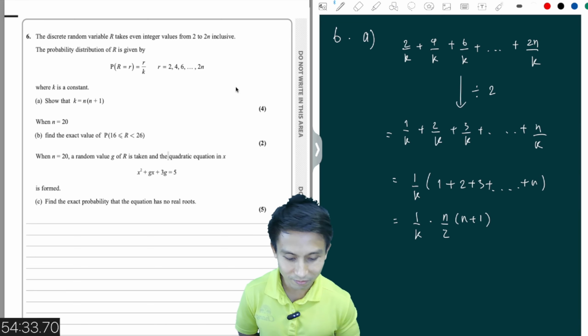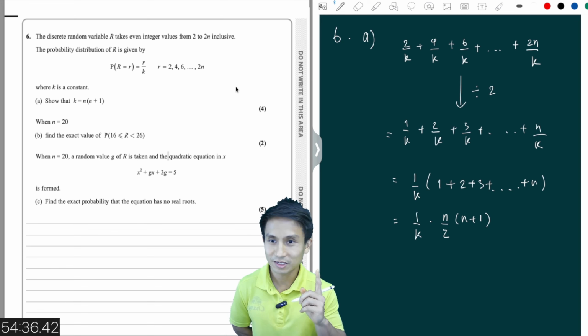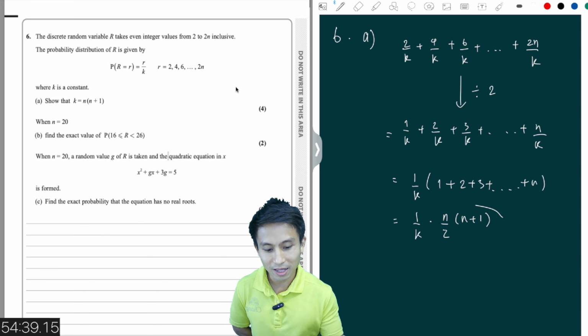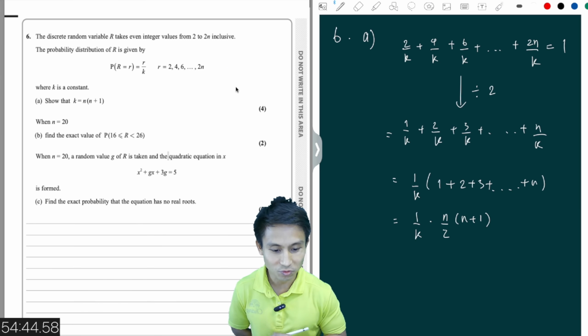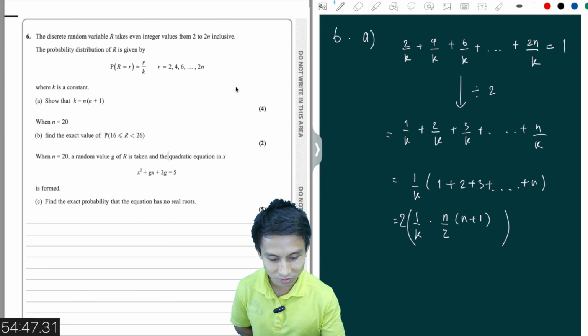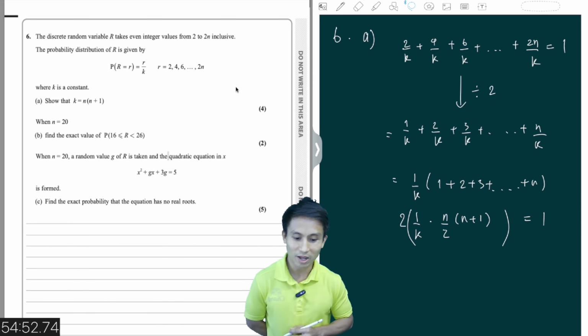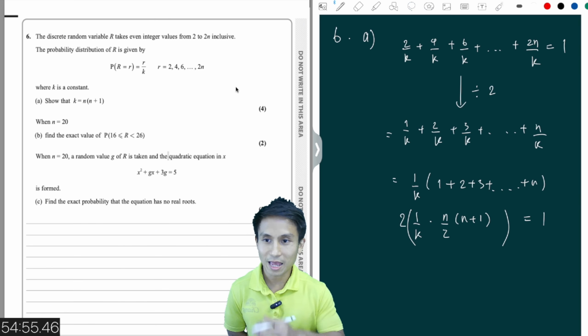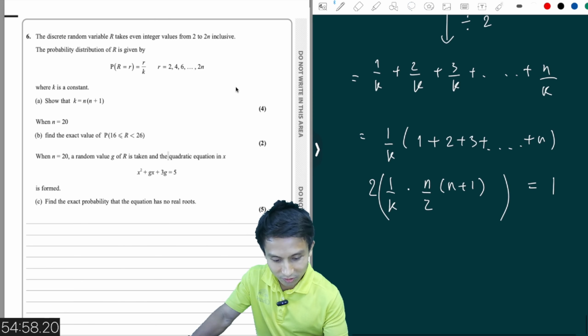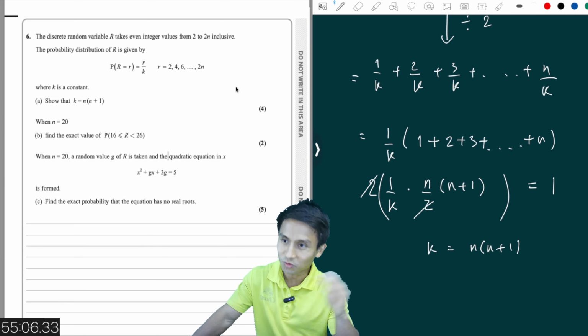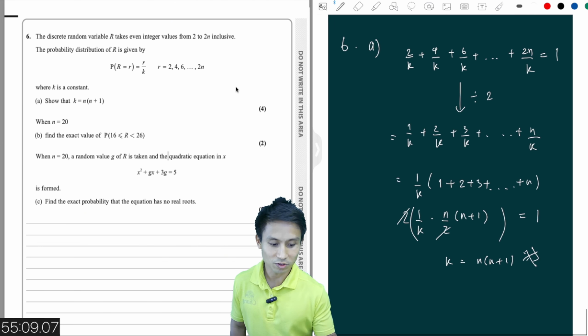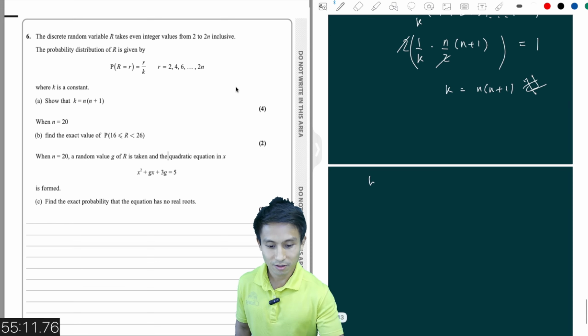But this is dividing by 2, so that means we need to multiply this by 2 back to get what we want here, which is the sum, and that should be equal to 1. That means this multiplied by 2 should be equal to 1. So that is just the equation to solve, right? Okay, and we should get that. Let's hope so. So 2 cancel there. Yeah, we do. Okay, so it's just k equals n times n plus 1 here if you do the simplification there as required, right?